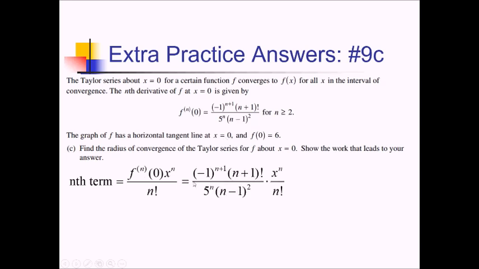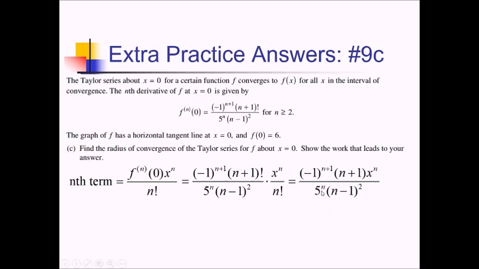So time to clean this up a little bit. This negative 1 to the n plus 1, we're not really going to worry about that a whole lot. n plus 1 factorial and n factorial, those can certainly cancel a little bit. That just leaves me with an n plus 1 upstairs and no factorial at all. So we have n plus 1, we have an x to the n, we still have a 5 to the n and an n minus 1 squared. And that's about as good as this is going to get.